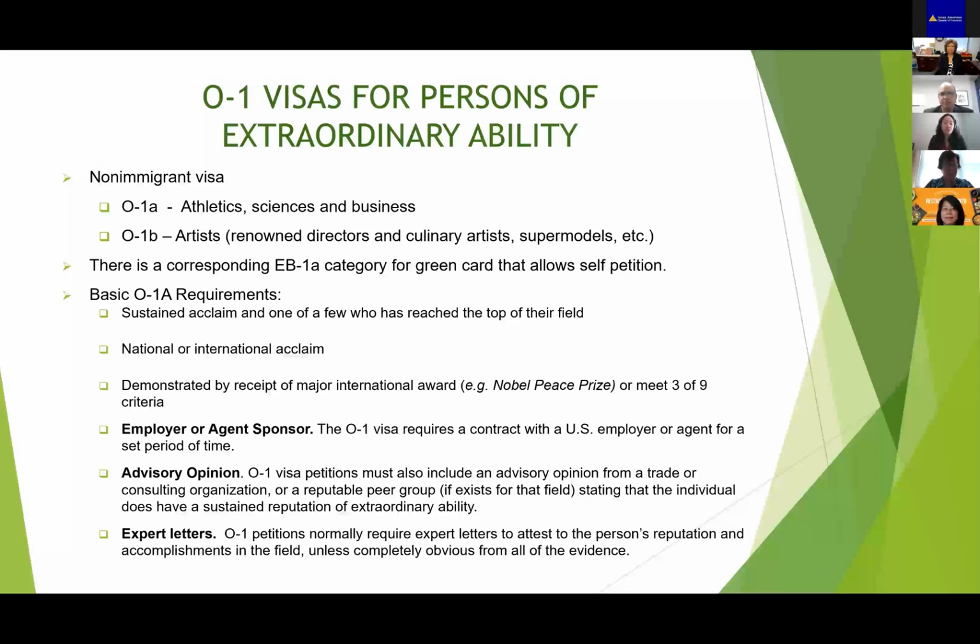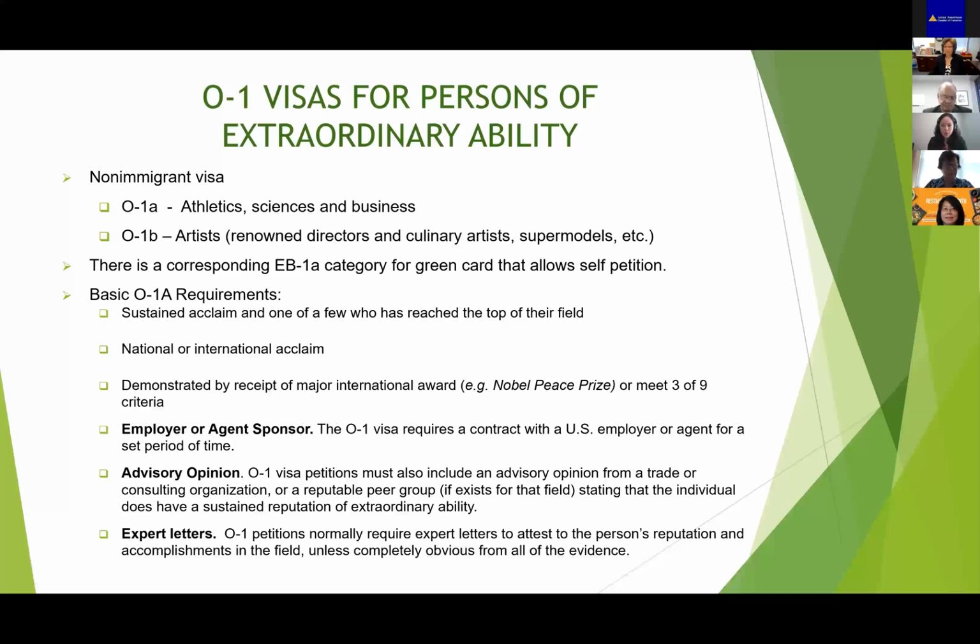In addition to meeting those criteria, what is also required for the O1 visa is that you need to have a contract with the U.S. employer or an agent for a set period of time. That set period of time must be laid out. The O1 visa can be issued for a maximum of 3 years, but if you can't show that your work or services is required for that set period of time, it can be issued for less than that amount of time.